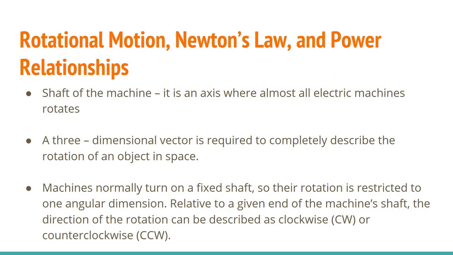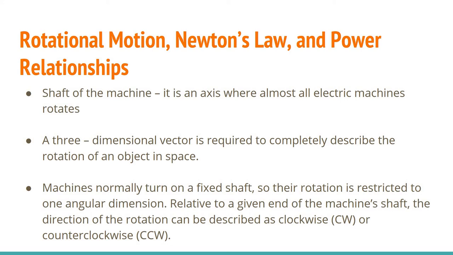Okay, let's go to rotational motion, Newton's law, and power relationships. The shaft of the machine is an axis about which almost all electric machines rotate. Some of you have probably opened motors or generators, so you are familiar with the shaft of the machine. It is the axis in the middle of the motor where the electric machine rotates.